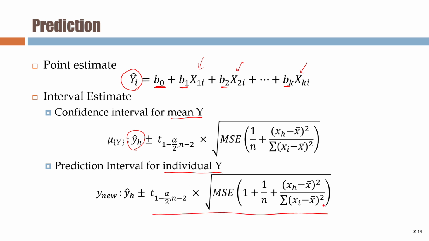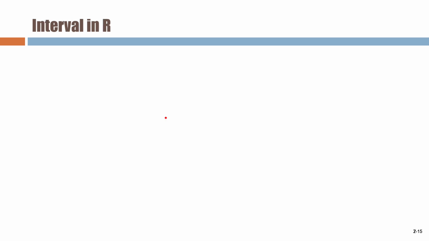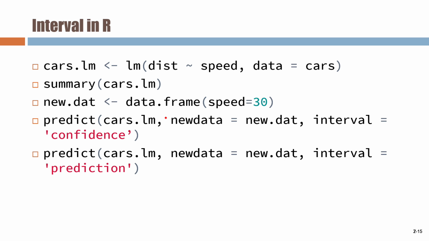So you don't have to worry about this formula because we are not calculating these things by hand. Again, we can use R and simply find out the confidence interval for the mean y and the interval for the individual y. So this is how you calculate it. This is just a variable name. You don't have to use a dot, that doesn't mean anything.